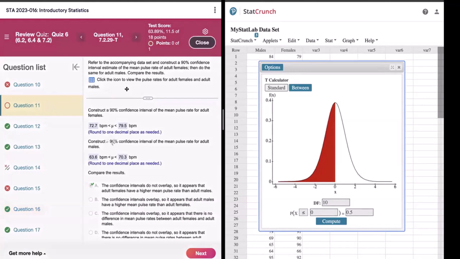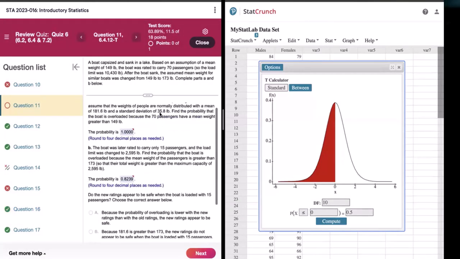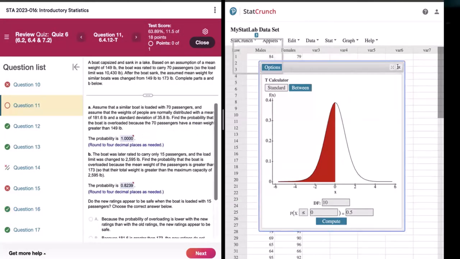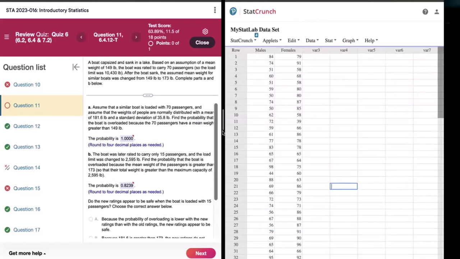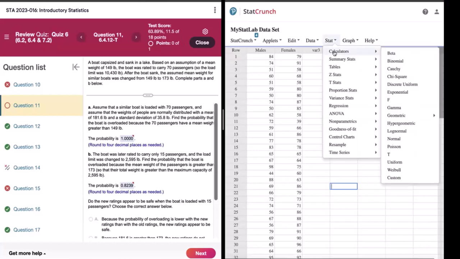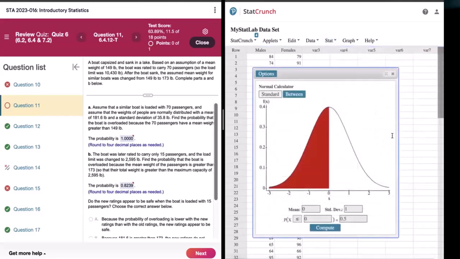Question 11. A boat capsized and sank in a lake. Based on an assumption of a mean weight of 149, after the boat sank, the assumed mean weight for similar boats was changed from 149 to 173 pounds. I want to say normal because it does say it's normally distributed. It is normally distributed, but we don't have... Let me think. Oh, we do. Actually, that's the one we need. Normal.